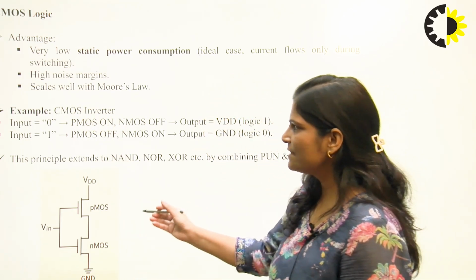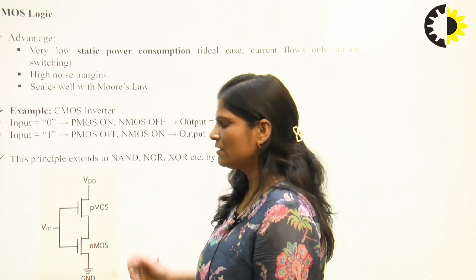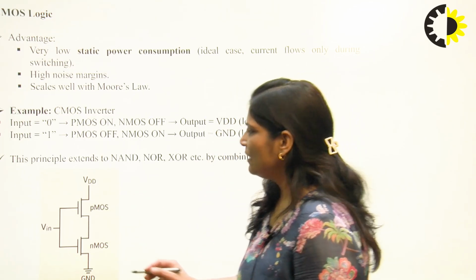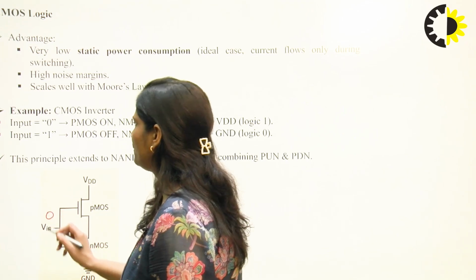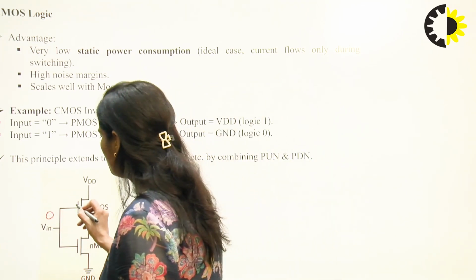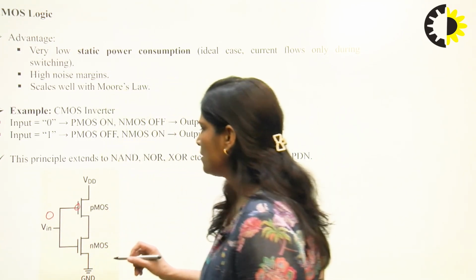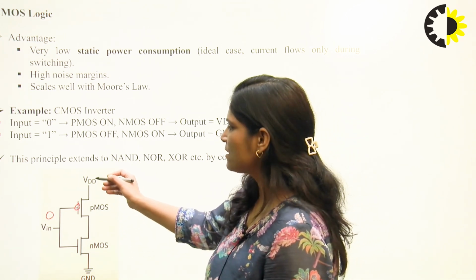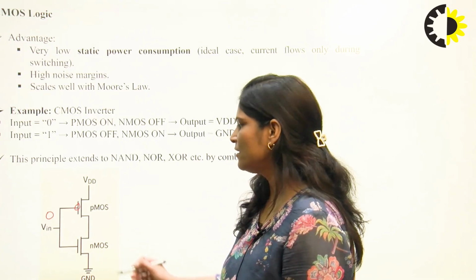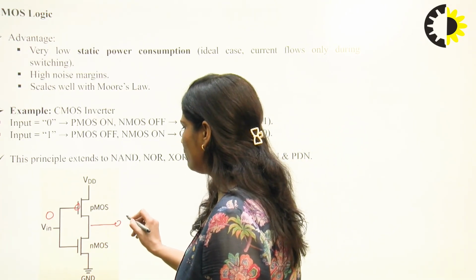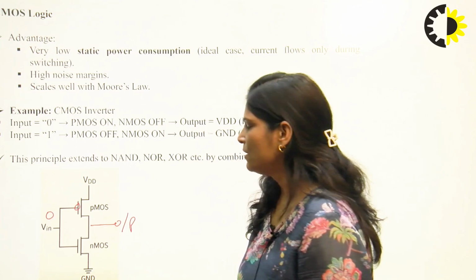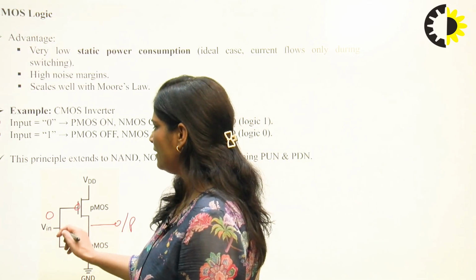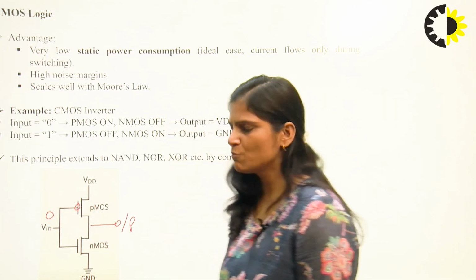Now if we take an example of CMOS, this is an example of CMOS inverter. This is PMOS, this is NMOS. So PMOS is in the pull-up network, NMOS is in the pull-down network. PMOS is connected to VDD, NMOS is connected to ground. And from here, we have to take the output. So we are giving input from here and input is connected to this PMOS and NMOS both.